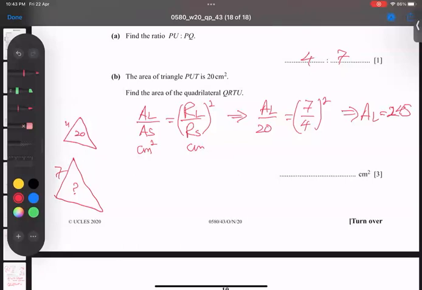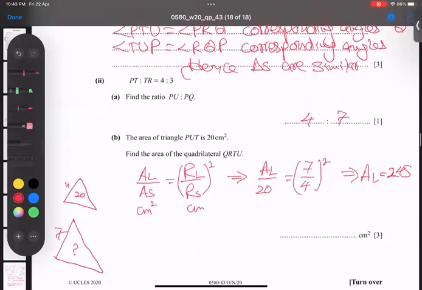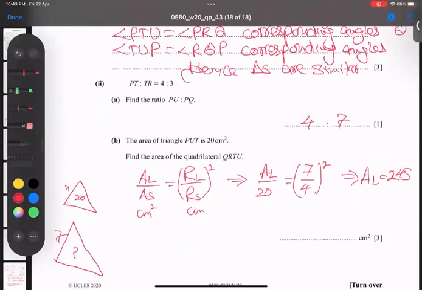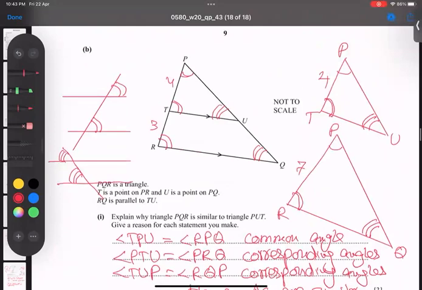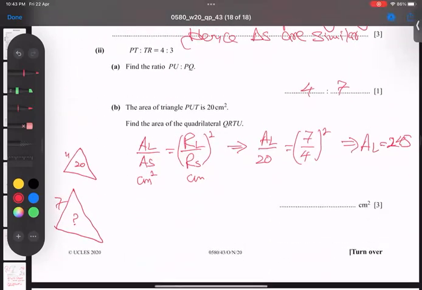It is asking for that, but I need to find it. Wait a minute. Let me check once again. Is there any mistake here? Wait a minute. There's a 7. Yeah. Okay. Maybe I have made some mistake. Let me check again: 7 divided by 4, power 2, times 20. Yeah, this was a mistake in calculating. Now it's correct. The answer turns out to be 61.25 centimeters squared.